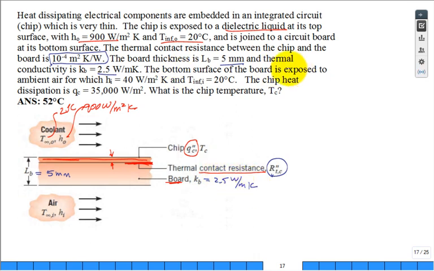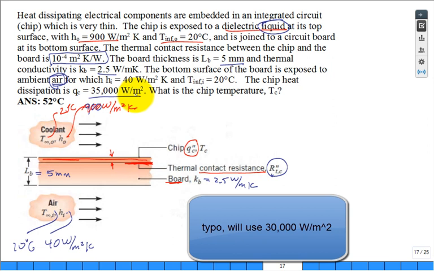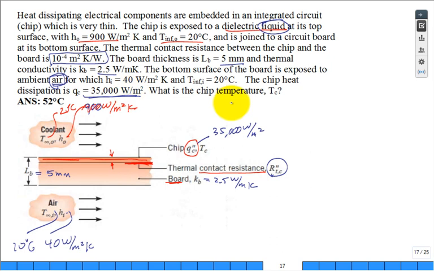The bottom surface of the board is also exposed to some fluid, but this time it's not exposed to a liquid, it's exposed to air. So it has a lot lower h of 40 watts per meter squared Kelvin versus, what was this up here? 900. And it has the same temperature. What did I do? I put that in the wrong place again. Of 20 degrees C. The chip heat dissipation is a whopping 35,000 watts per meter squared. If that is what needs to be dissipated because electronics are running on the chip, what is that chip temperature?